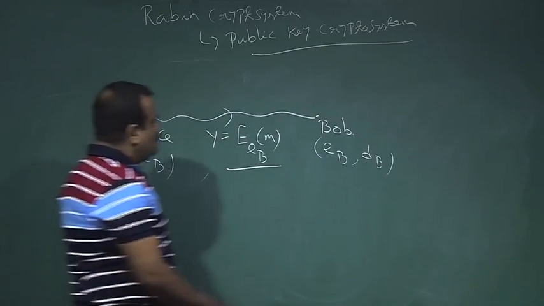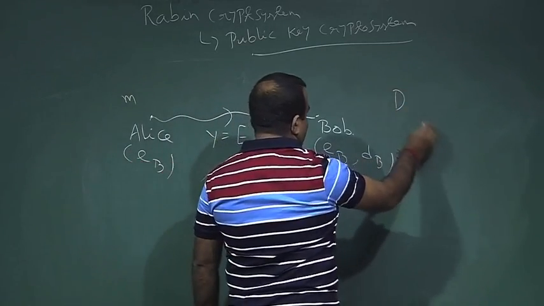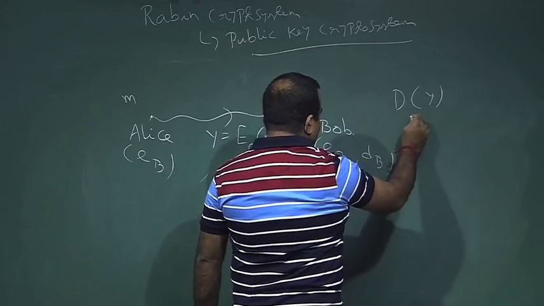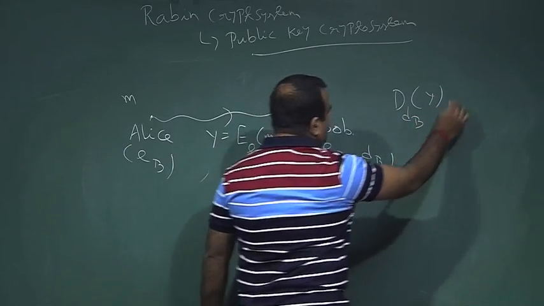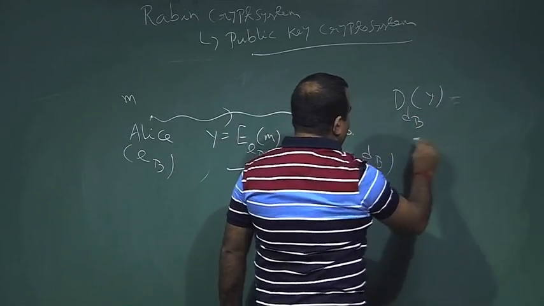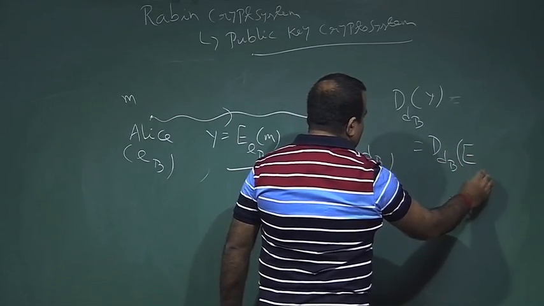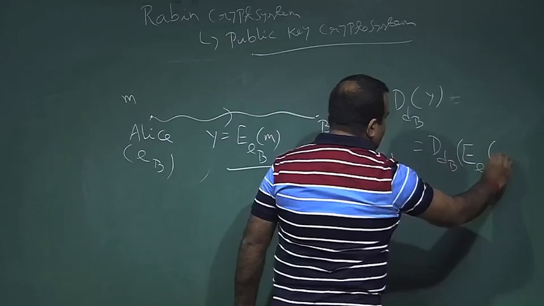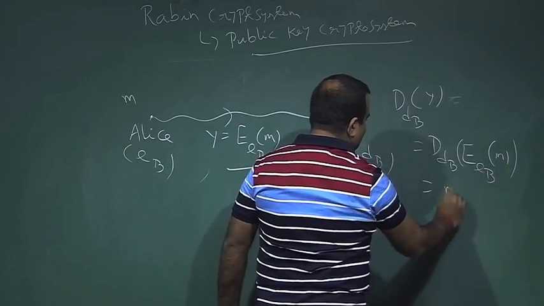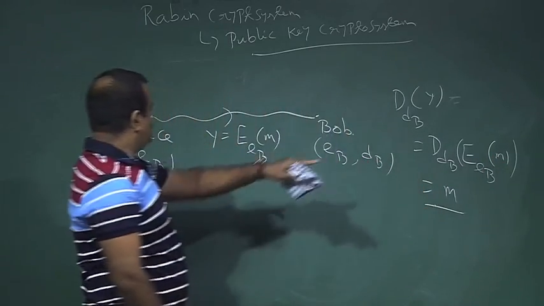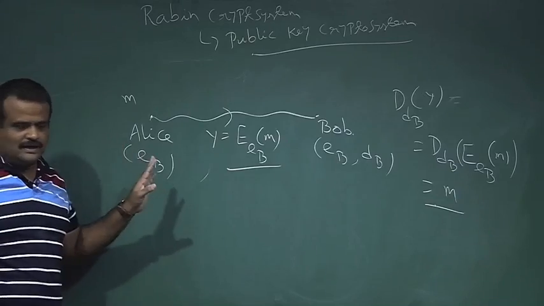So, what will Bob do? Bob will decrypt y using Bob's secret key, and this is basically D_B of E_B of m. So, this should give us m back. So, this is decryption, this is encryption, this is the public key setup.